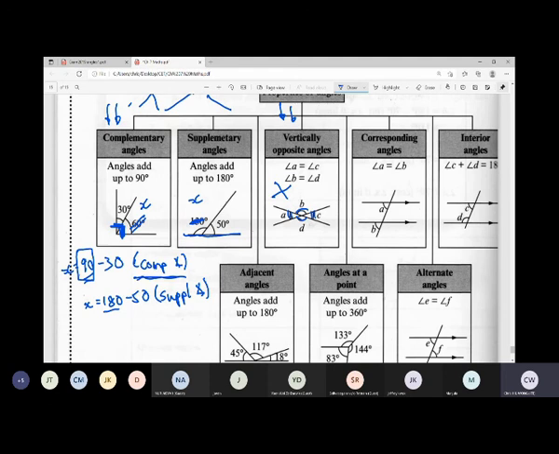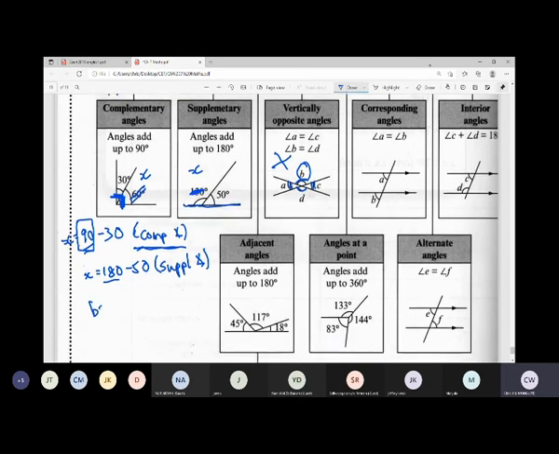And if, say for example, you are supposed to find B, okay? So you say, oh, B is equal to D, you must tell me that it is vertically opposite angle. You must tell me. Okay, that's the same. A is equal to C. You must tell me the same reason. Vertically opposite angle. So the moment you tell me that it is equal, or you are taking supplementary or complementary, you must give me a reason.